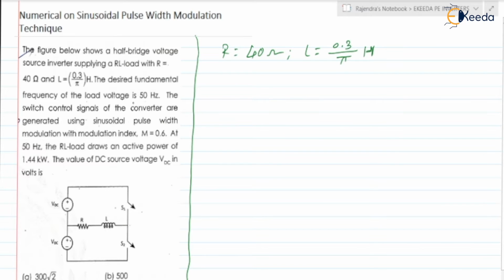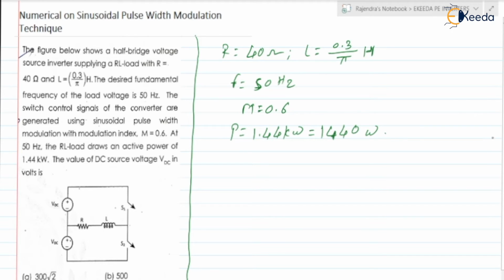Next, the desired fundamental frequency of the load voltage is 50 hertz. The fundamental frequency is the same as the output voltage frequency, so it is 50 hertz. Again, it is given that the switch control signals of the converter are generated using sinusoidal pulse width modulation, with modulation index m equal to 0.6 at 50 hertz. The RL load draws an active power P equal to 1.44 kilowatt, which is equal to 1440 watt.